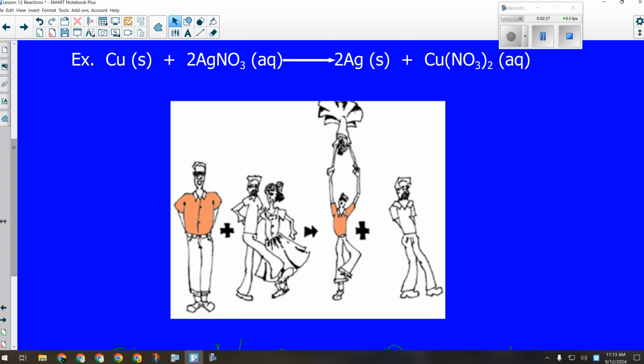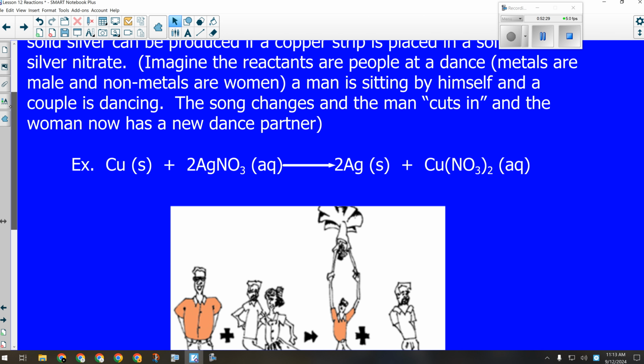Okay, is this reaction here balanced? How many copper here? 1. How many copper over here? 1. How many silver here? 2. How many silver here? How many nitrate here?